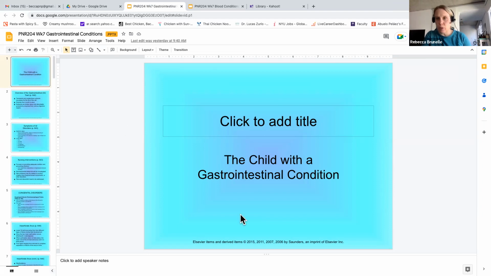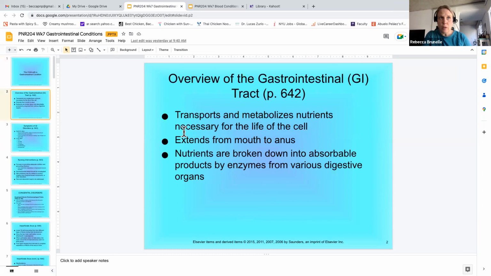So the next thing that we're going to talk about are gastrointestinal conditions in children. It's going to start off with a general overview, just to remember that the GI tract is from your mouth all the way to your anus. So there's a pretty big section of your body that makes up your GI tract. And the primary purpose of your GI tract is to break down what you eat into absorbable nutrients that can then be used by your body.